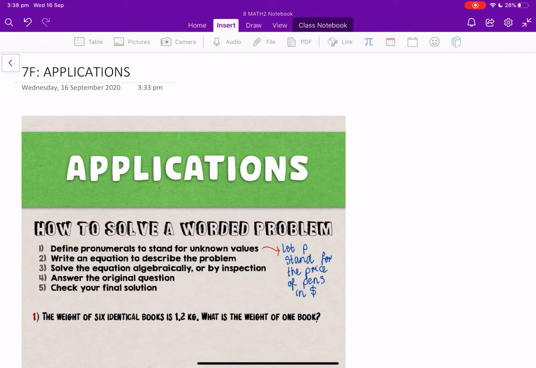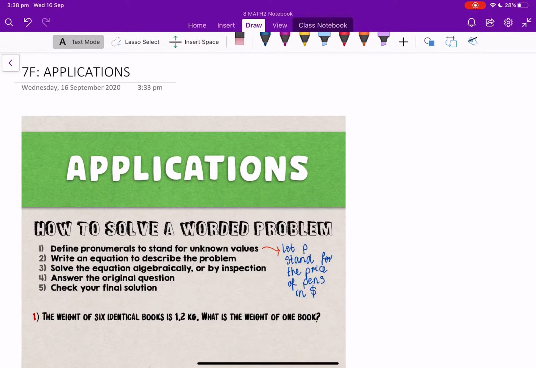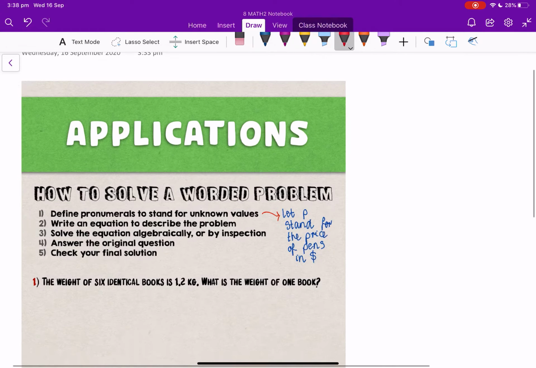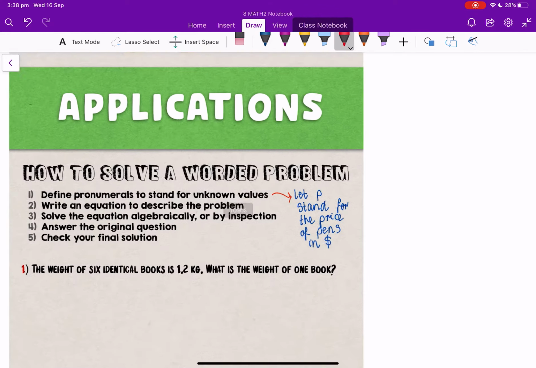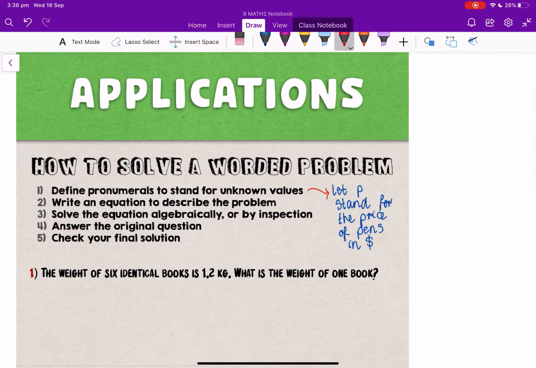In this video, we're going to talk about applications for equations, which is part of 7F in your textbook. Okay, so there's 5 steps that will help us solve application problems. They are worded problems, and often there are real life scenarios that we deal with, and we can use equations to help solve those problems.